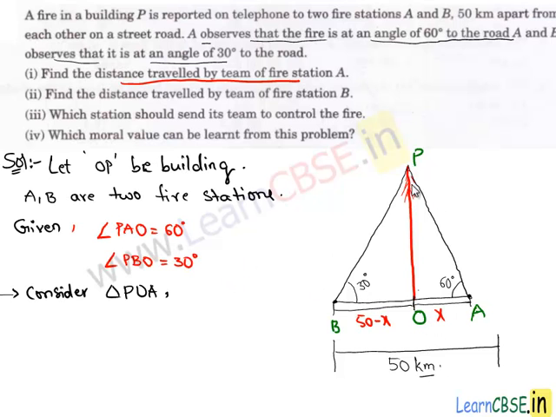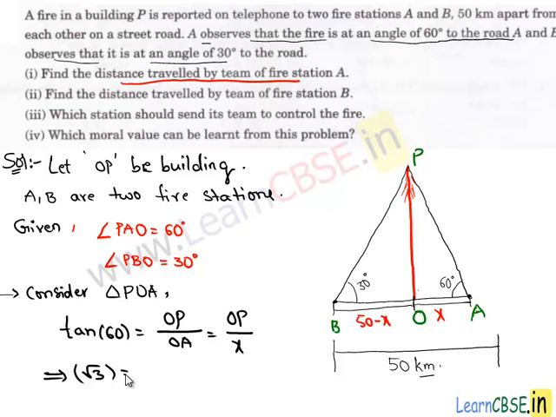Now consider triangle POA. Here OP is perpendicular and OA is base, and we have the angle 60 degrees. So we consider tan. Tan of 60 degrees is the ratio of perpendicular to its base, that is OP upon OA. Here OP is unknown, it is height of building, and OA is the horizontal distance which we assume is x. Tan of 60 degrees is √3, and here we have OP upon x.